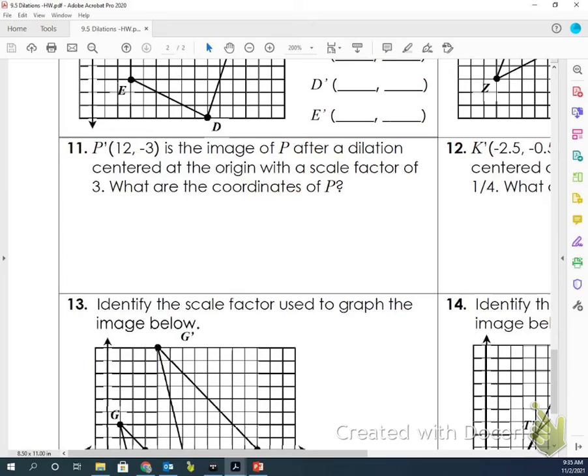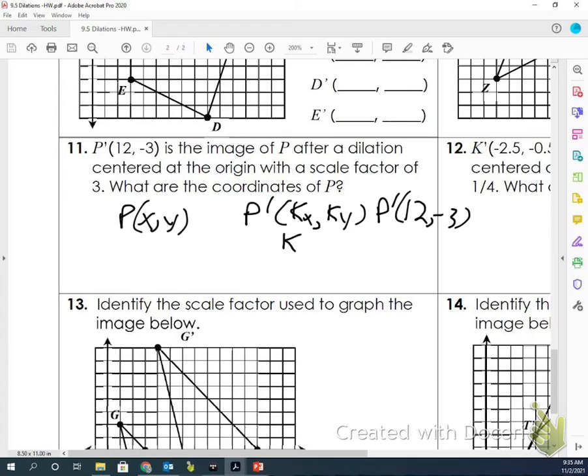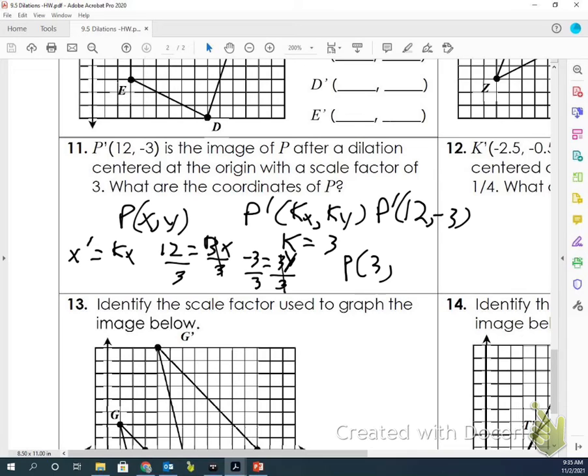12, negative 3 is the image of P after a dilation, center at the origin with a scale factor of 3. So what we do here is we know that P is x, y, P prime is kx, ky. Well, we know that P prime is 12, negative 3. We know that k equals 3. So we know that x prime is going to be k times x, right? So if we know that x prime is 12, and then we have 3 times x, we can divide by 3, and we get 4. Do the same thing with our y, and we get, I'm sorry, 4, negative 1. If we had the point 4, negative 1, and we applied a scale factor of 3 to it, we'd end up with 12, negative 3. So that's what it's asking us.